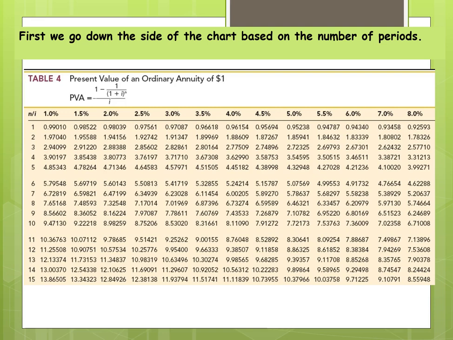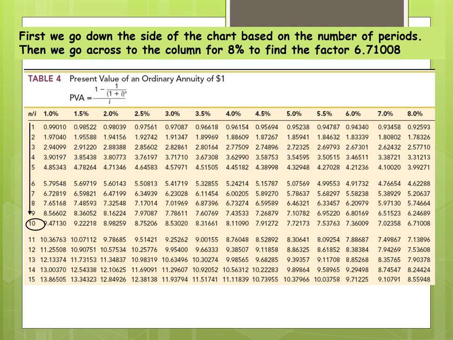So this is our table. The first thing we do is go down the side and select 10 periods. Then we go across to 8% because it's annual, and there's our factor. We're going to use this factor times the $80,000 to come up with the present value of that $80,000.